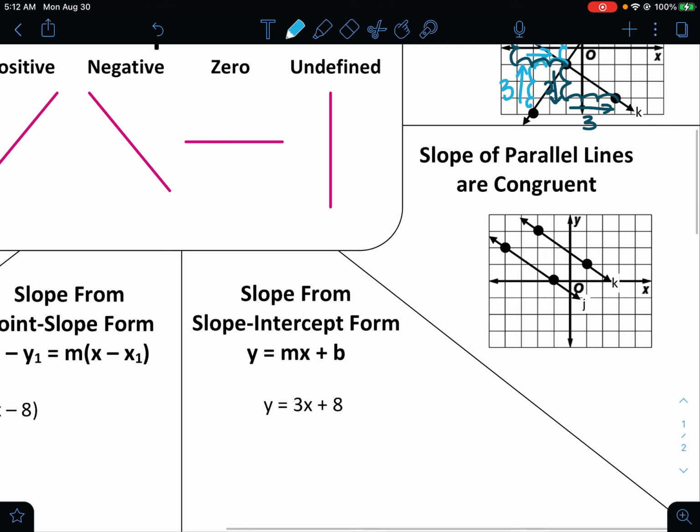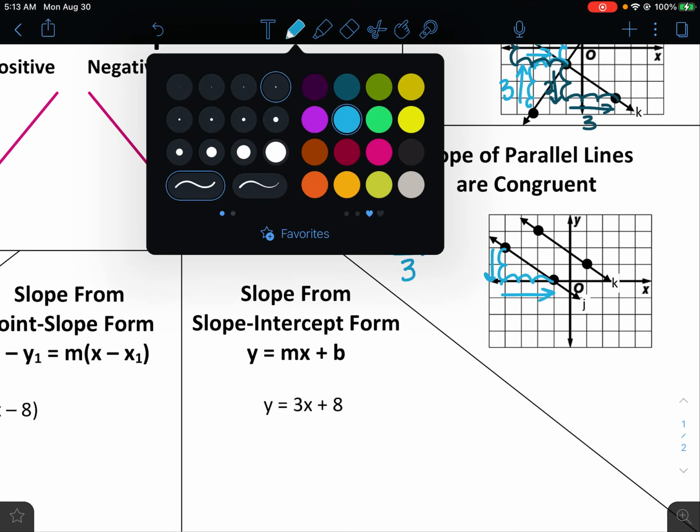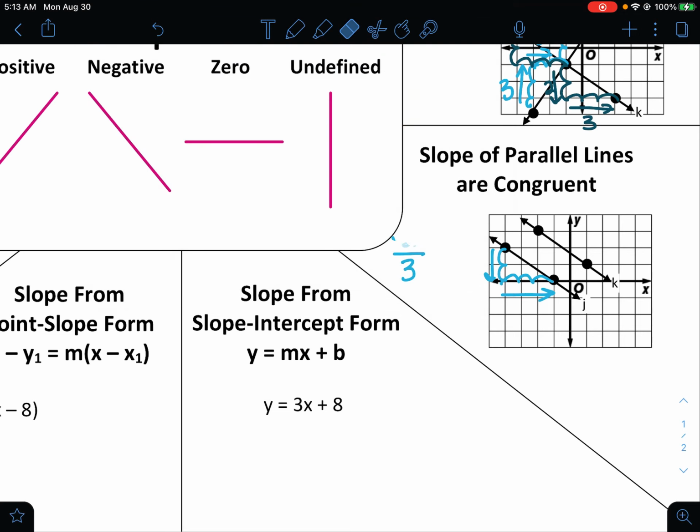Slope of parallel lines are congruent. That just means that they're the same. Let's take a look at this line here. We have 2 down, 3 to the right. So that's down 2, right 3. Don't forget down is negative, right is positive. And let's take a look at the other one. Down 2, right 3. Same thing. Negative 2 over 3.